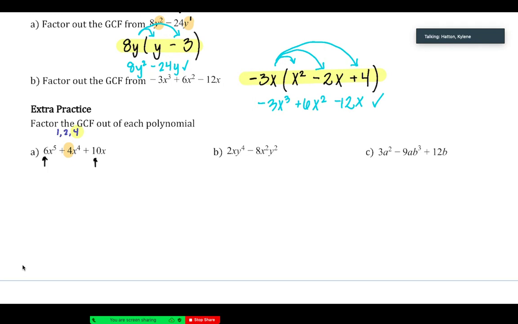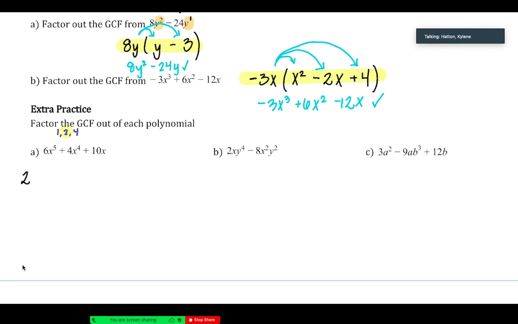So we need to go to the next highest factor of 4, which would be 2. And then you can think, is 2 a factor of 6? Yeah, so I can factor that out of the first term. Is it a factor of 10? Yeah, so I can factor it out of the third term as well. So 2 would be my greatest numerical factor. So that means that I can factor out a 2. So I'm going to start by factoring out a 2.